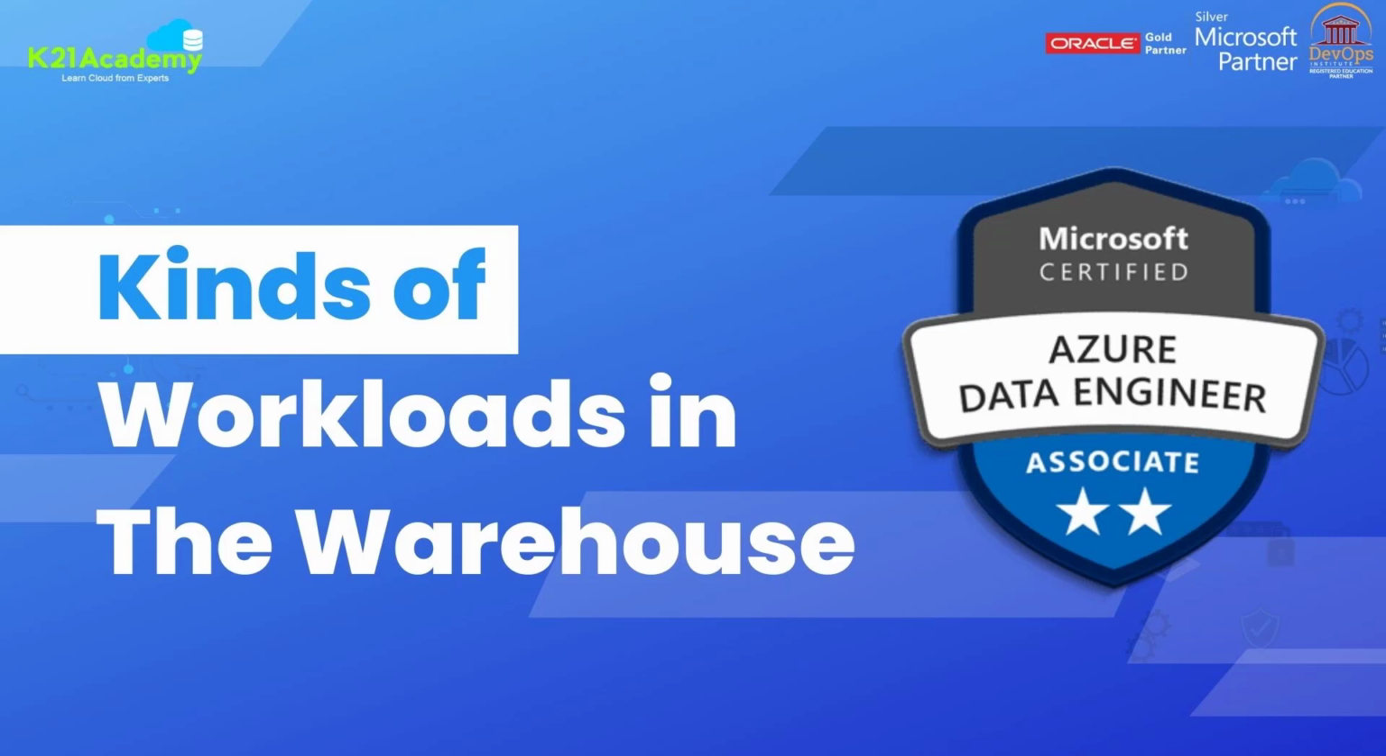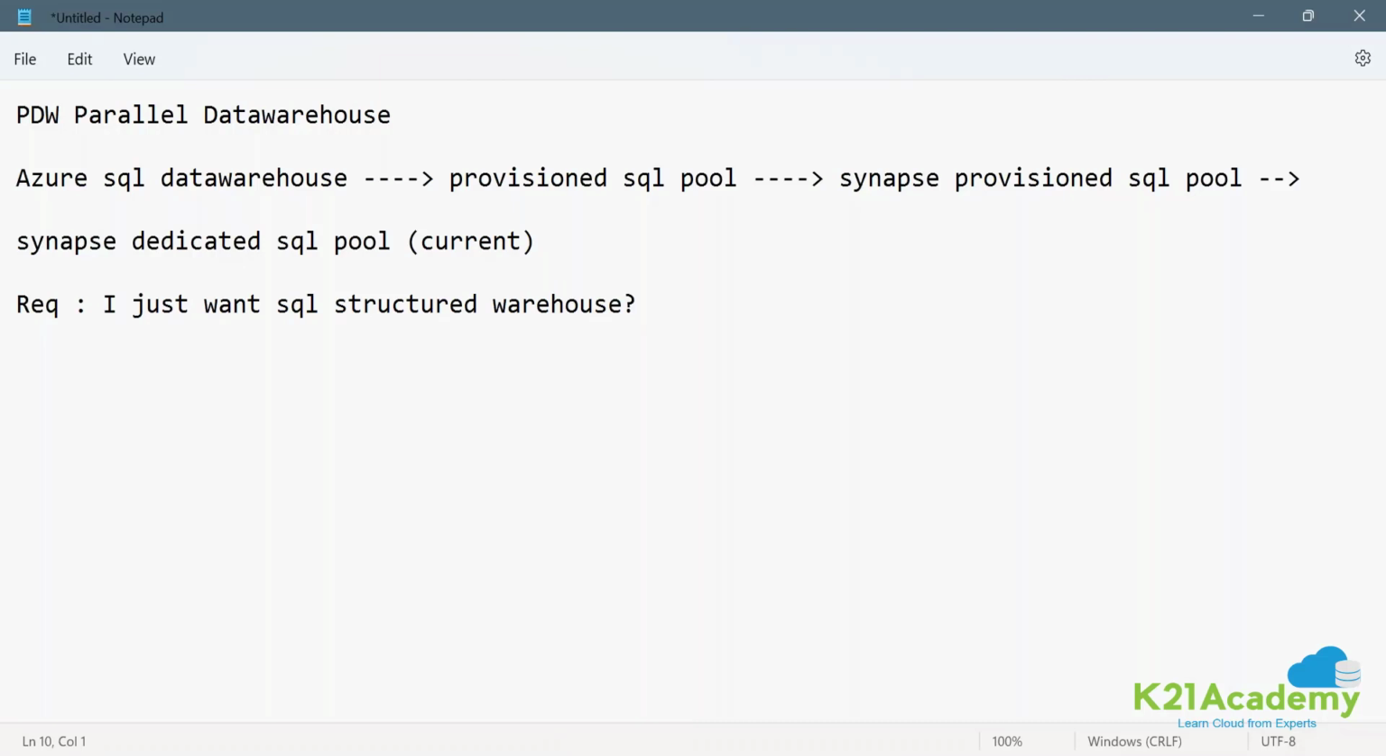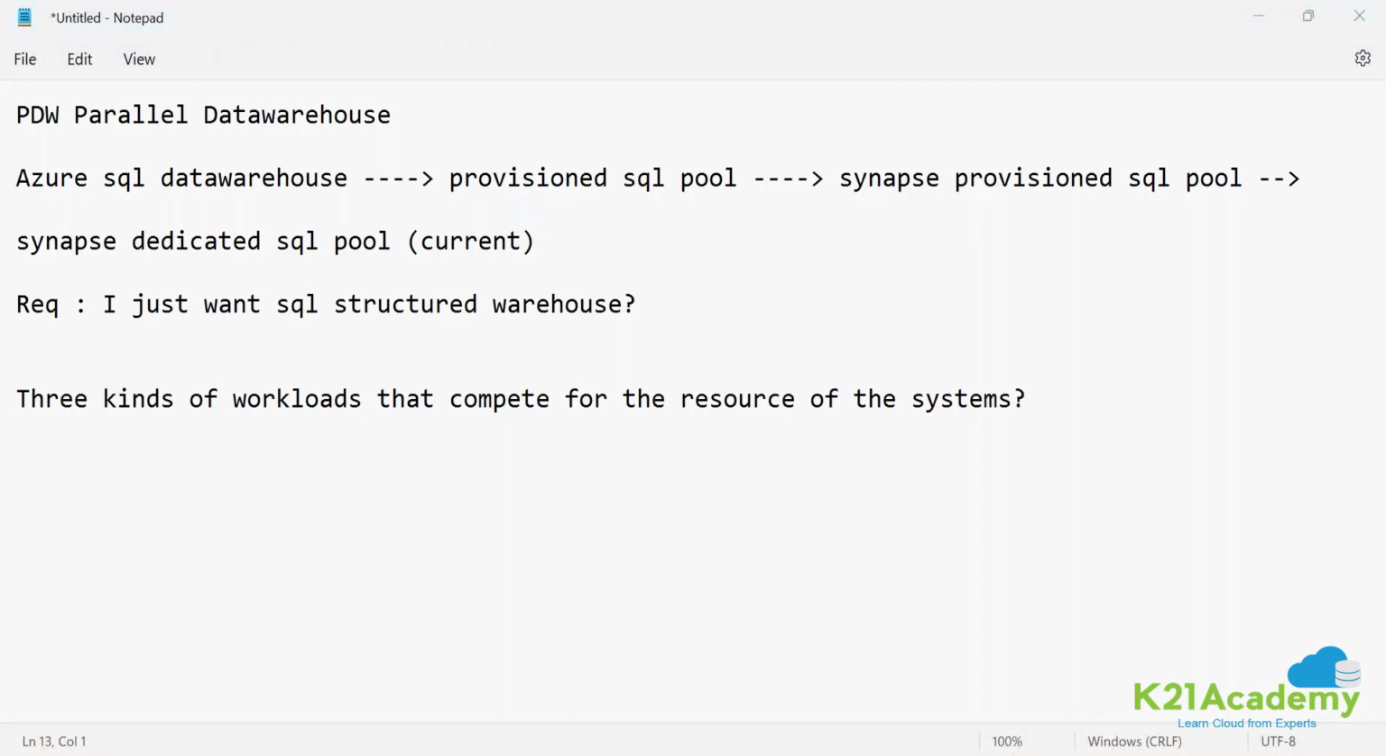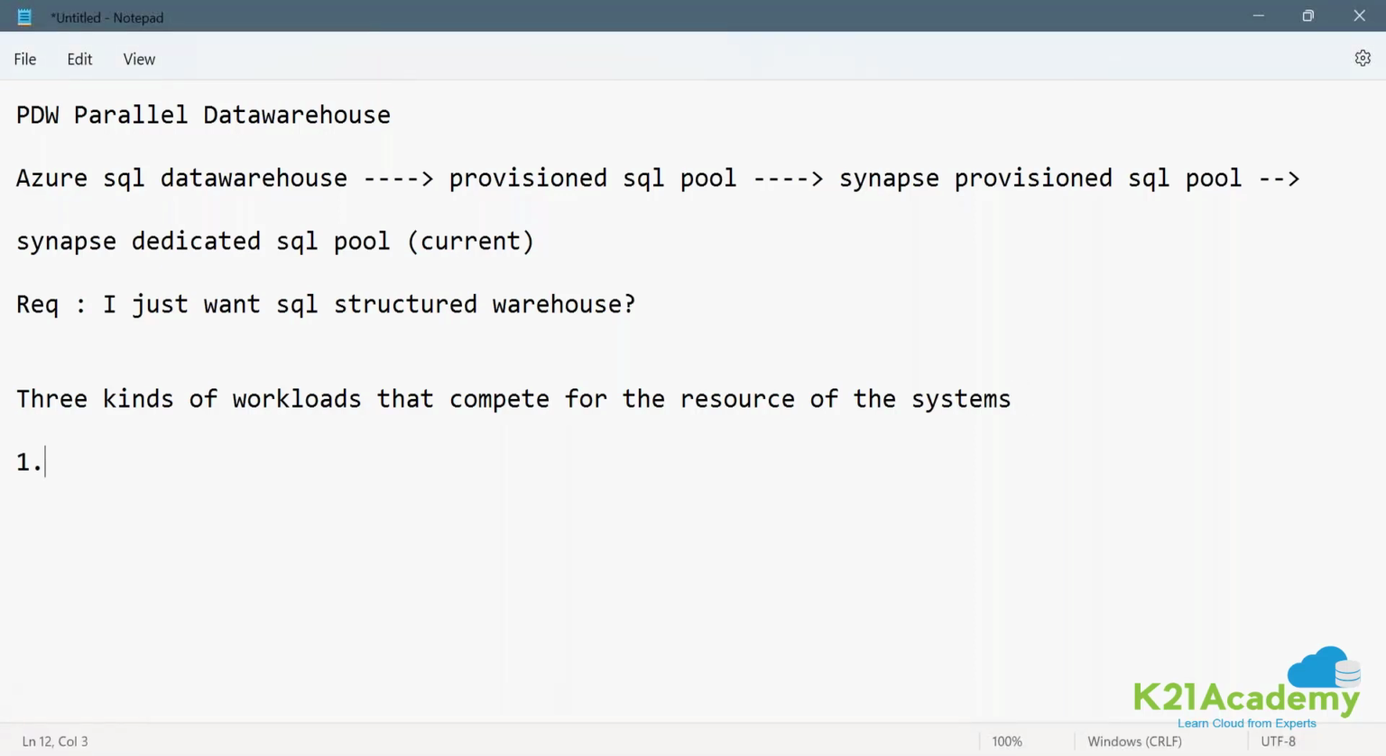We know that in a warehouse, there are typically three kinds of workloads that compete for the resources of the system. What are those three kinds of workloads? We could classify them under three kinds.